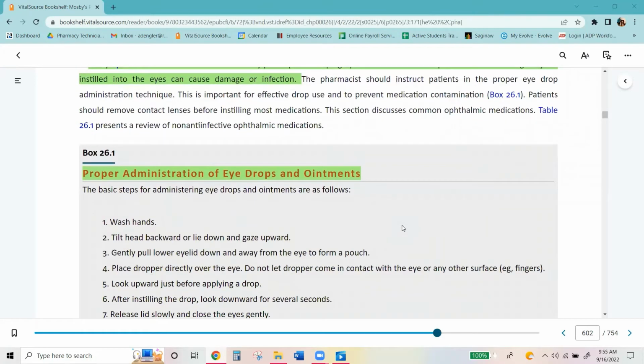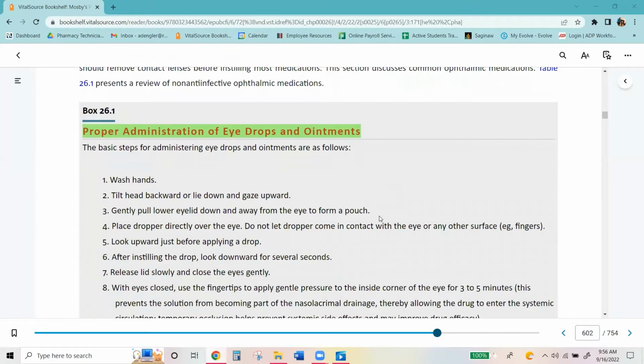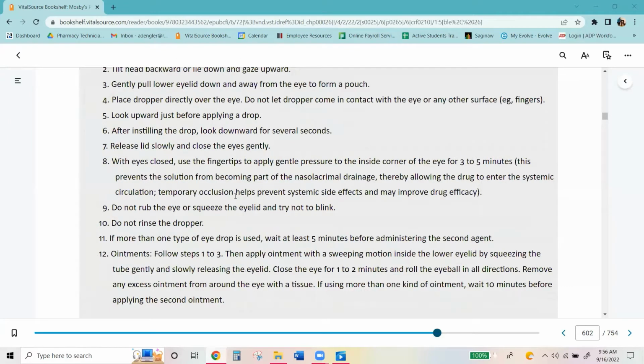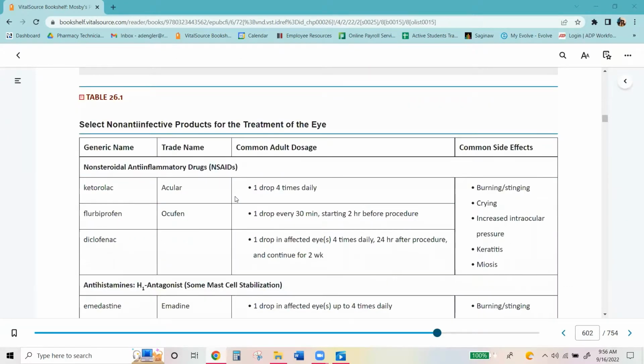It says the pharmacist should instruct patients in the proper eye drop administration technique. And Box 26.1 is the general basic steps for administering eye drops and ointments. Table 26.1 has select non-anti-infective products for the treatment of the eye.